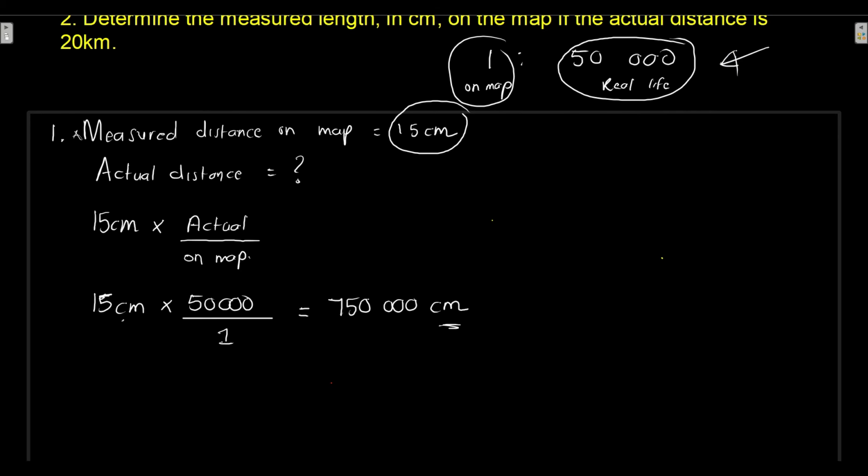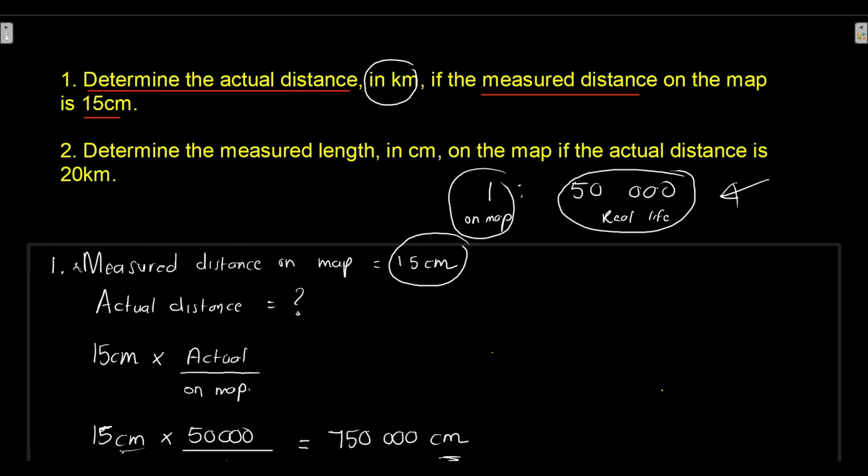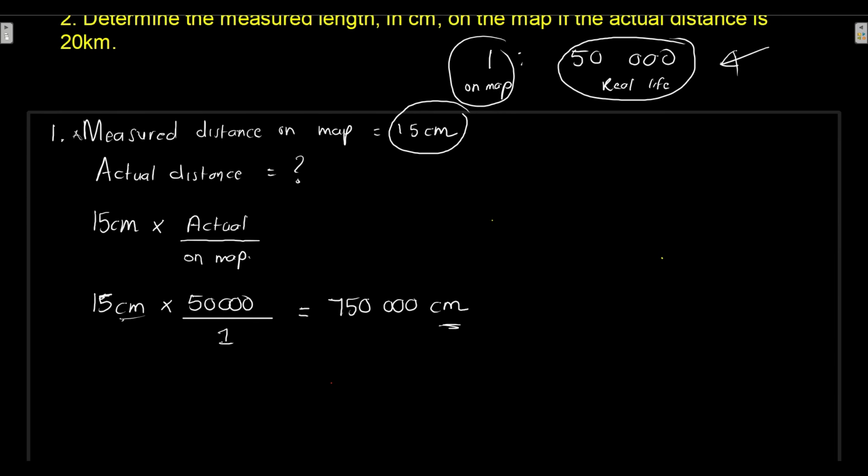Whatever unit you will get in your answer depends on what your measured length is. In this case, because our measured length is in centimeters, and this centimeters is not canceling with anything, the final answer will be in centimeters. However, because the question is asking us to determine this actual distance in kilometers, we need to convert these centimeters into kilometers. How do we convert centimeters to kilometers? We use the diagram: kilometers, meters, centimeters, millimeters.